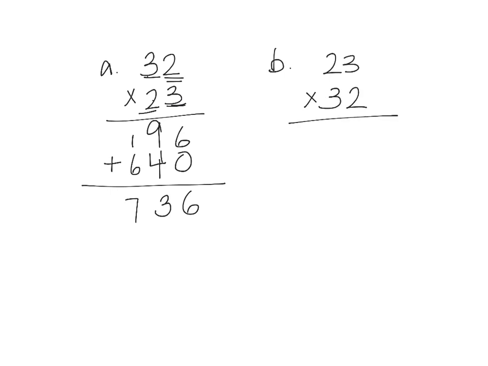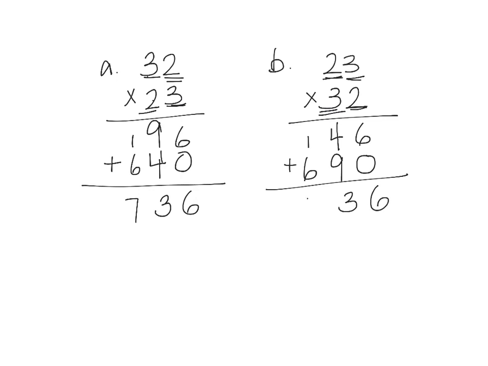Starting with our right, 2 times 3 is 6. 2 times 2 is 4. Place filler, 0. It's going to our tens column. 3 times 3 is 9. 3 times 2 is 6. Add those up. 6 plus 0 is 6. 4 plus 9 is 13. Carry my 1. 1 plus 6 is 7. We ended up with the same answer.